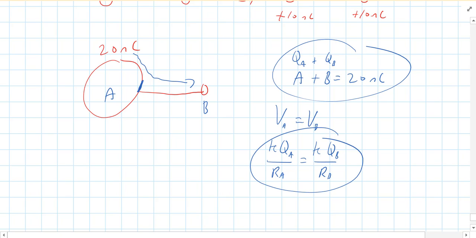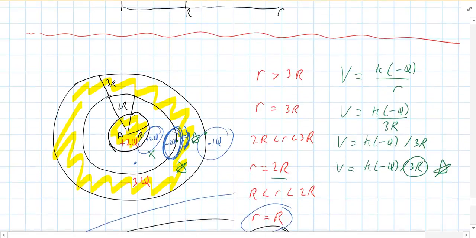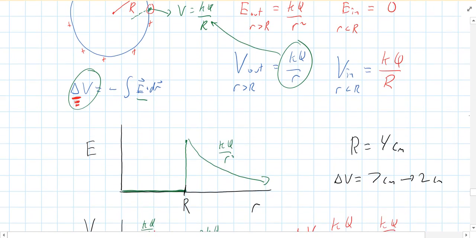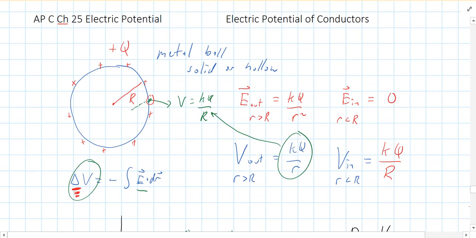So, all right, that is a brief summary of voltages due to conducting charges. So if they're spherical charges, you treat them like point charges if you're outside of them. If you're inside of them, the voltage does not change because the electric field is 0.